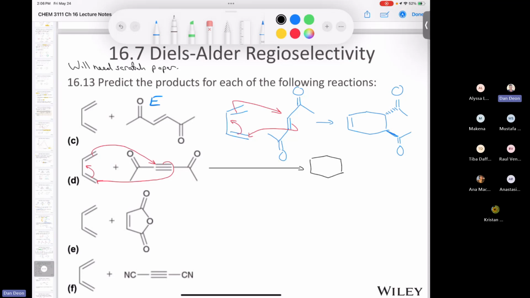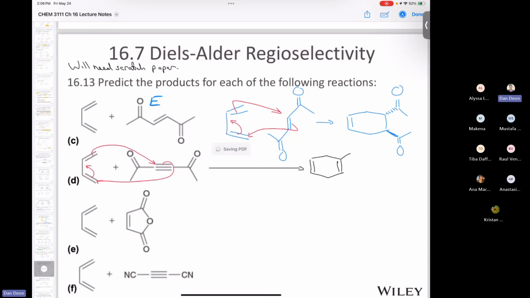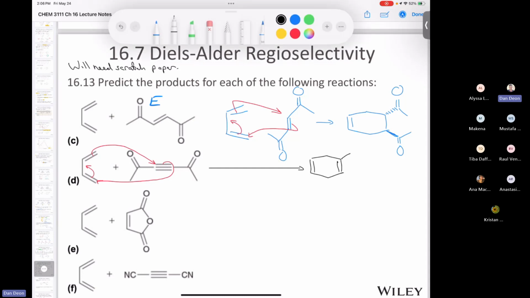We have our six-membered ring. We'll have a double bond here. And then both of these carbons where the ketones are attached, both of these are sp2 hybridized. And so they're not up or down. They're just in the plane of the screen. So there's our product in this case.